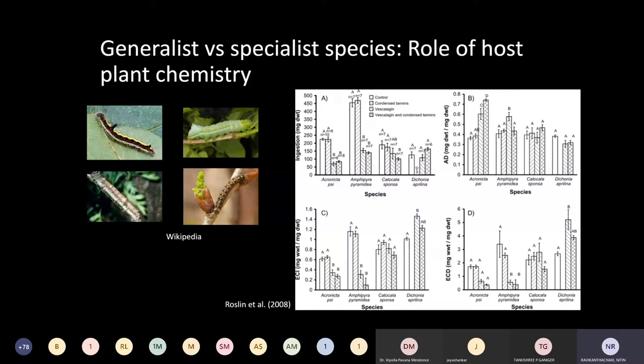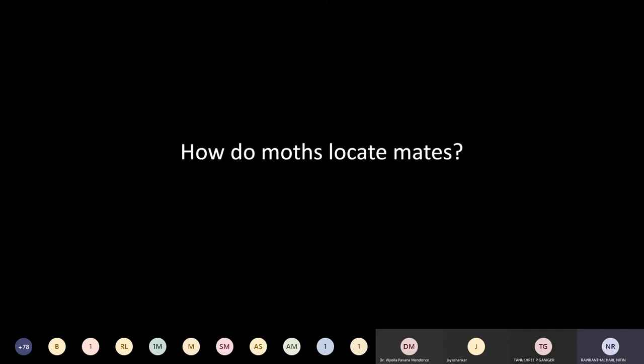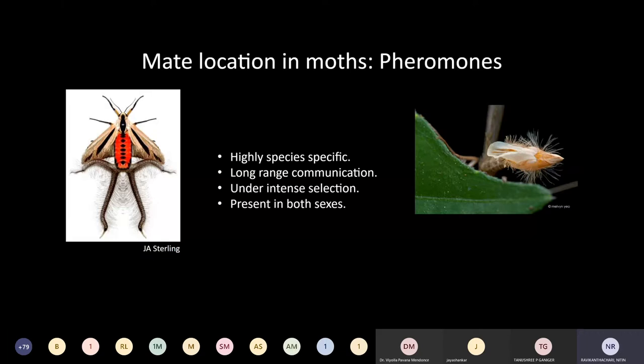So now that we know how moths lay eggs and how moth caterpillars feed, let's talk about how moths locate their conspecific mates. The most interesting thing about moths is pheromones. So you have these two moths here.